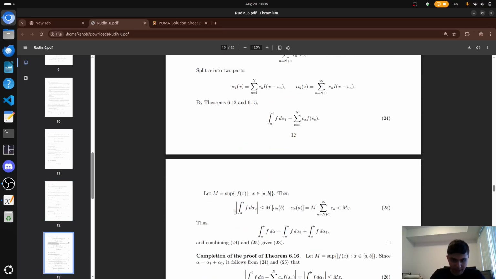We know that the absolute value of this is less than or equal to M capital times alpha 2 of b minus alpha 2 of a, which was a theorem we just showed previously. And alpha 2 of b minus alpha 2 of a is actually the sum from n plus 1 to infinity of c of n.